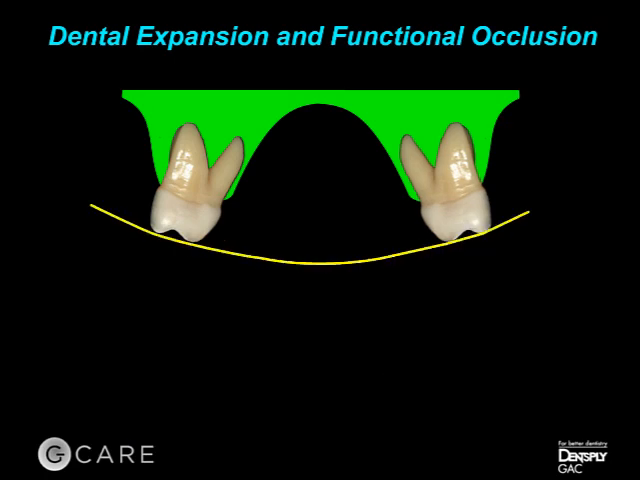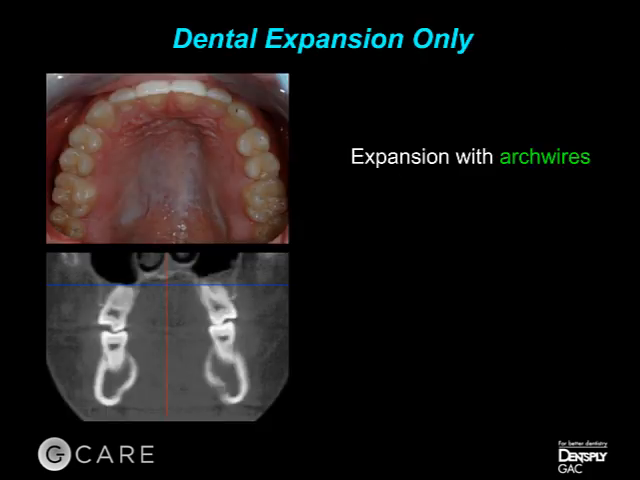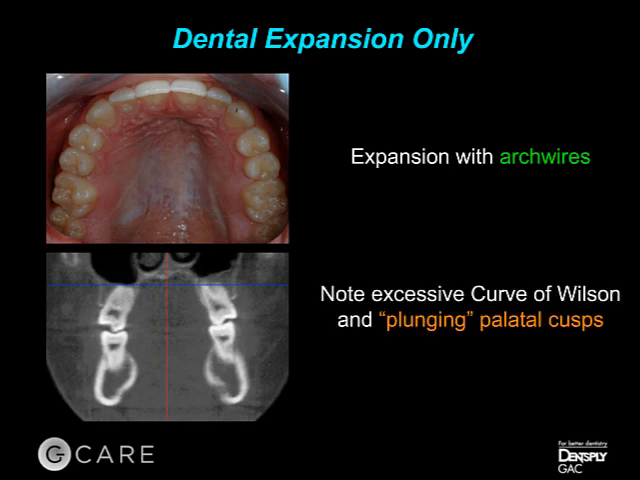And you can imagine that there's going to be an excessive curve of Wilson, and non-working interferences are certainly likely in these cases. Now this was a case where this was done, and you can see that there was expansion done with just arch wires, and when this came into our office and we took records, this is what we saw. So you can certainly see the excessive curve of Wilson and what is often referred to as plunging palatal cusps in this situation.